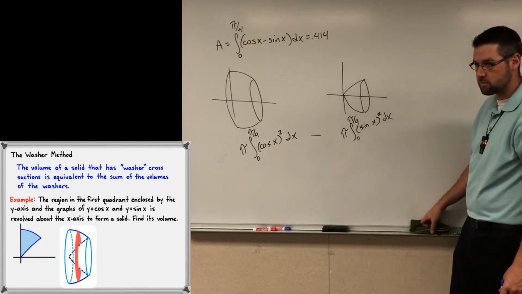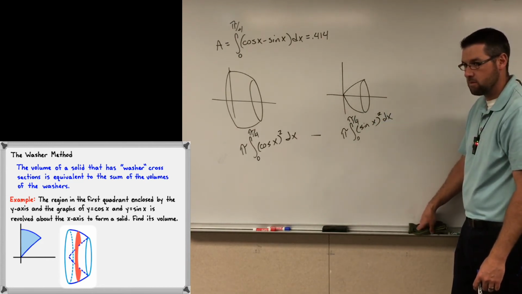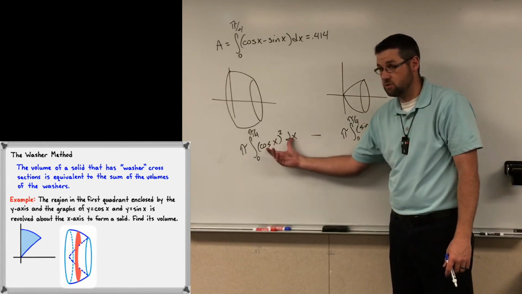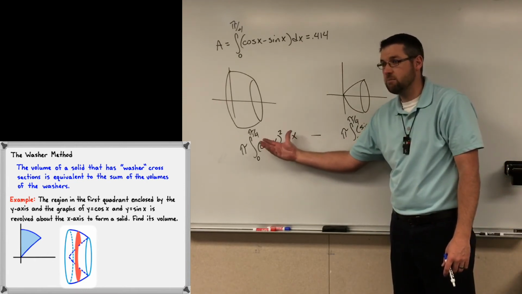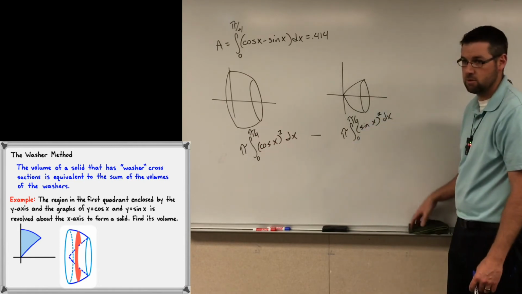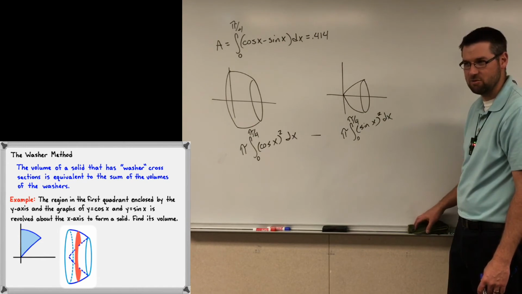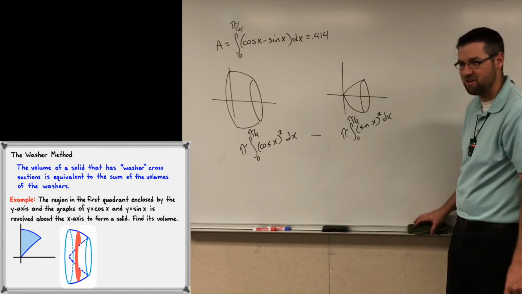Okay, so the disk method is circles and the washer method is subtraction. Well, the washer method is circles still. It's just you're taking the big circle minus the little circle. Addition by subtraction, because we're removing.